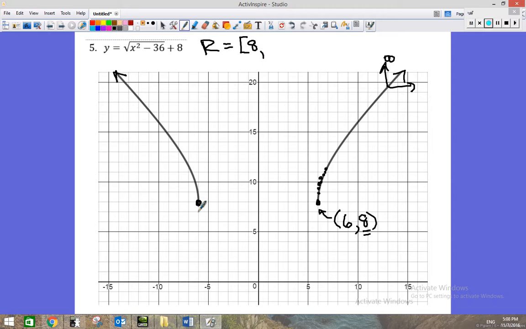And that's even true over here. Remember, this was negative 6, 8. But here it's 8, and all these points are above 8. They're just repeated over here. So my range is from 8 to infinity, including 8, so I needed a bracket there.